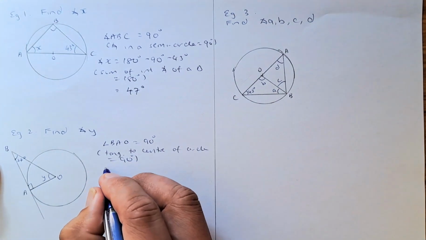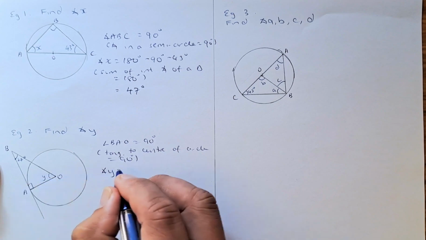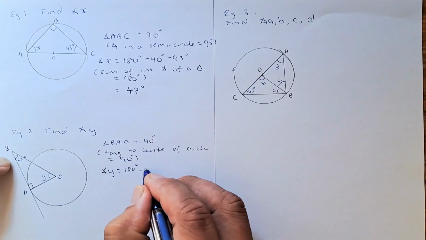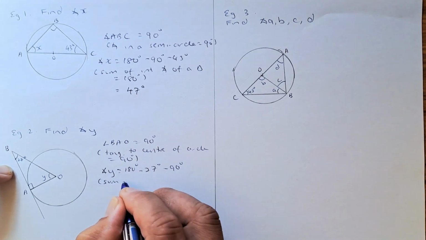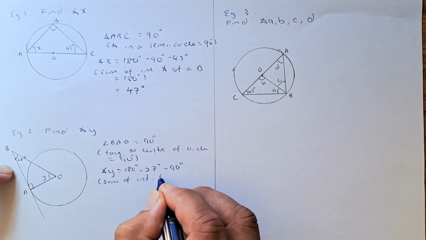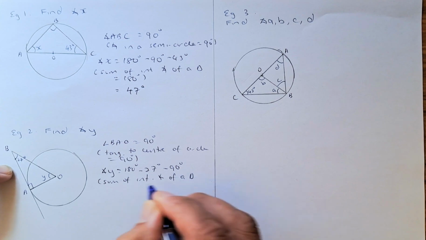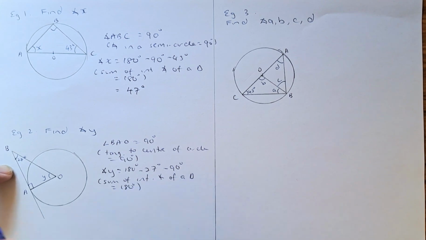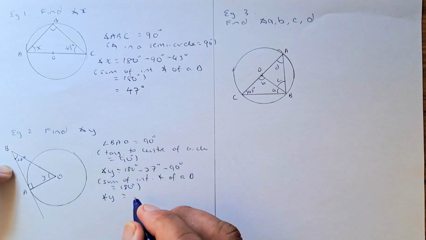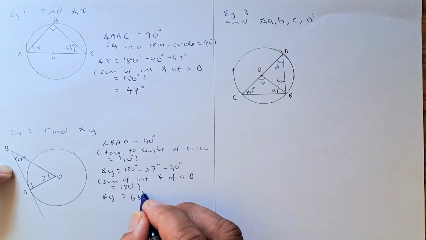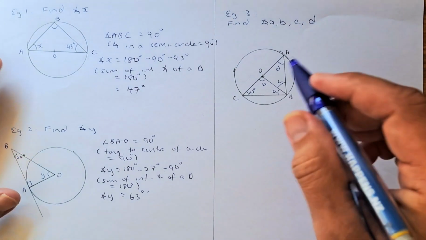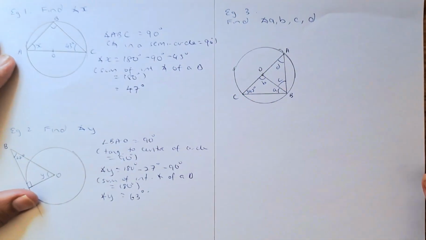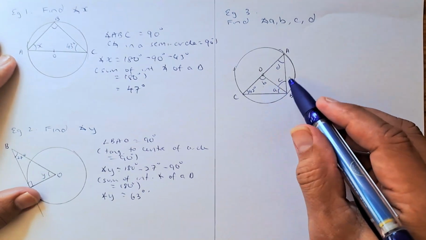So angle Y is very simple. Angle Y is 180 degrees minus 27 degrees minus 90 degrees because sum of interior angles of a triangle add up to 180 degrees. So to find your angle Y, just use your calculator. 180 minus 27 minus 90 is going to be 63 degrees. Okay, last but not least, we are looking at this triangle here. Example 3, you have to find angle A, B, C, and D.